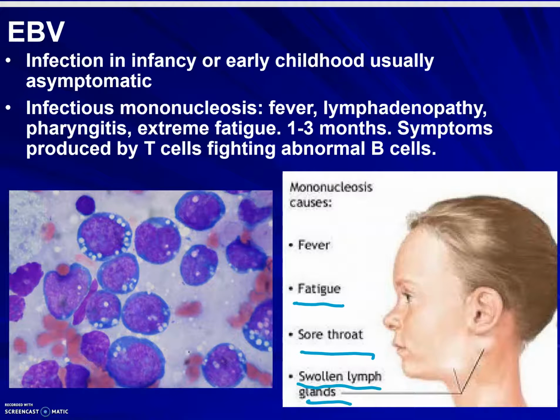So in infectious mononucleosis, you're going to have the fever, lymphadenopathy, that means the swollen lymph nodes, pharyngitis, the sore throat, and extreme fatigue. You really don't want to do anything, you just want to lay in bed. And it's pretty chronic, so it can last somewhere between 1 to 3 months typically. And the symptoms are produced by the T cells fighting these abnormal, infected B cells.